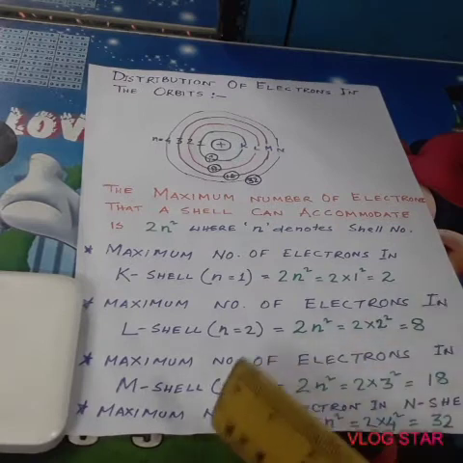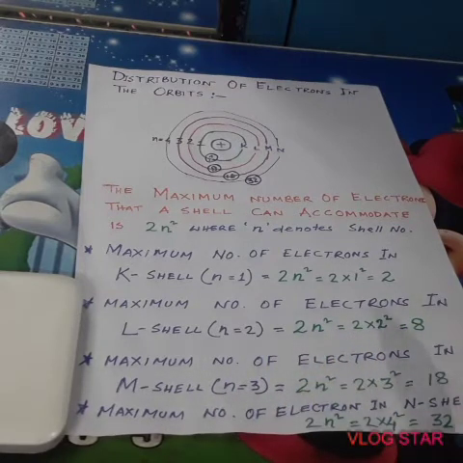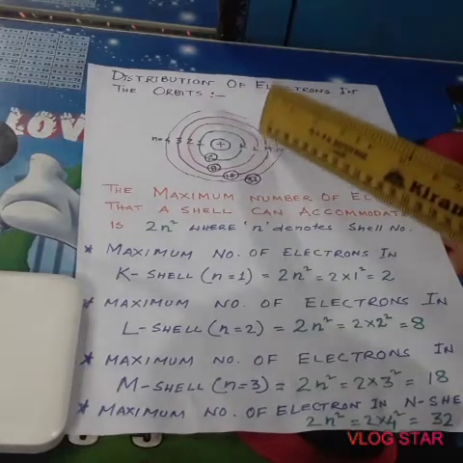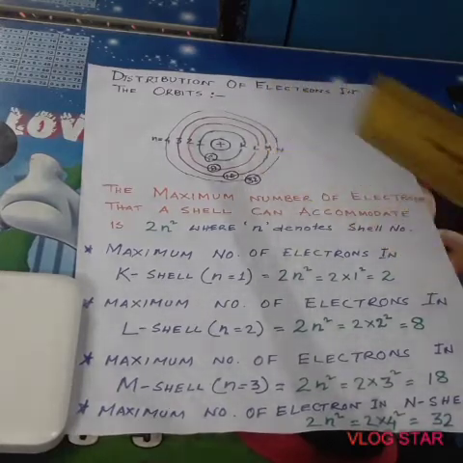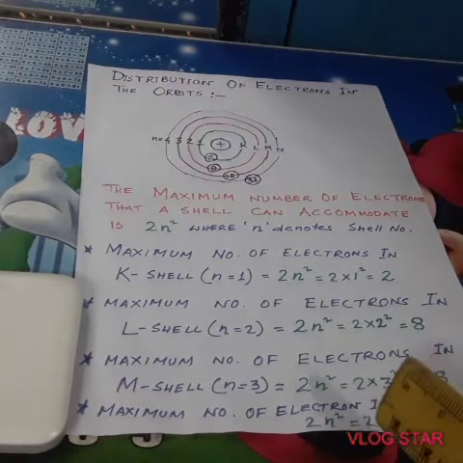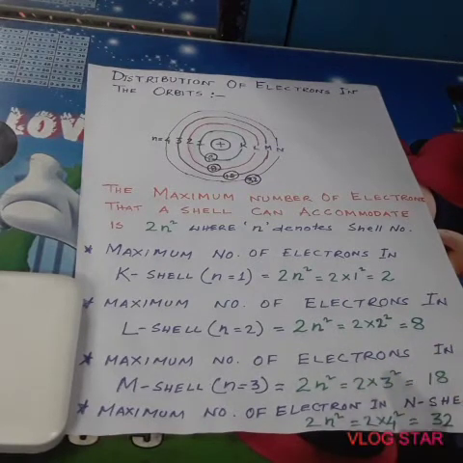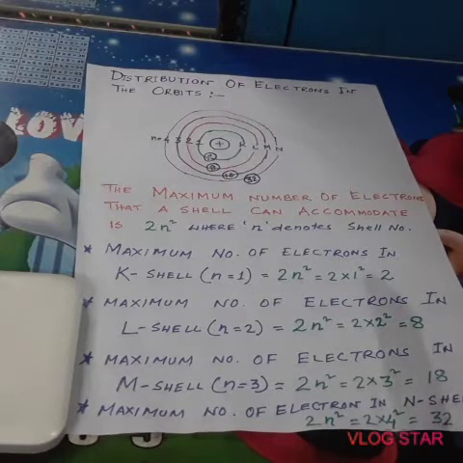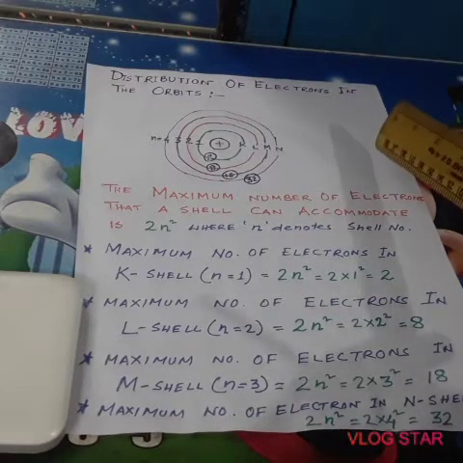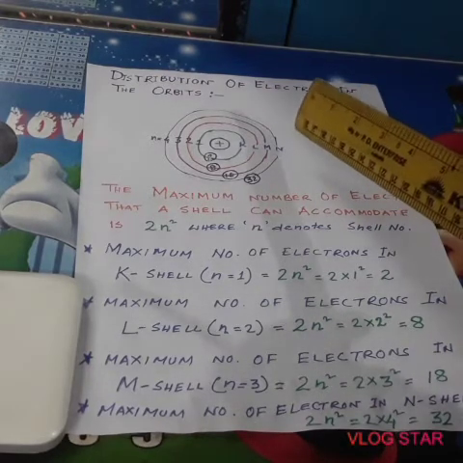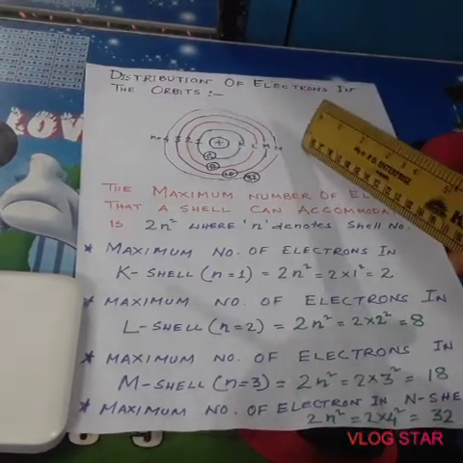Similarly, the maximum number of electrons in the N shell, that means the fourth orbit: first, second, third, fourth orbit. We know the formula 2n square equals 2 into 4 square equals 32. So here we are showing how many electrons different orbits can hold.